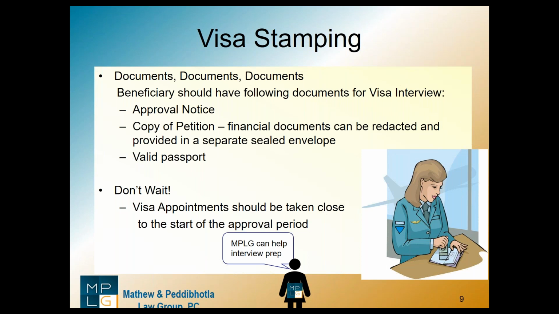on that petition. Visa appointments should be taking place closer to the start of the approval period, because the officer can question whether that position was actually available on October 1st, as of the start date indicated on the petition. And what we're seeing is a newer trend that most of you know about: the uptick in administrative processing through the issuance of what's called a 221G referral. And so what does that mean?